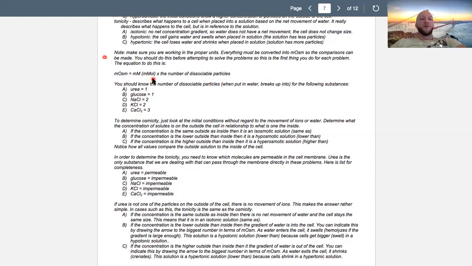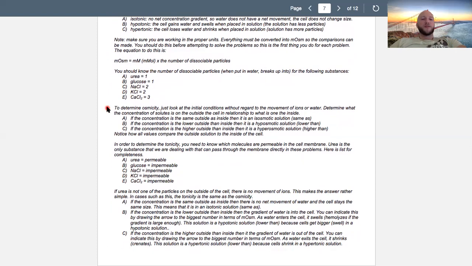Milliosmoles is equal to millimoles times the number of dissociable particles. Three terms in this equation. Commit it to memory. You should know the number of dissociable particles when put in water for the following substances. There will be questions on this topic on the exam. You only need to know these five molecules. All of the questions I will ask will be about these five molecules. You need to know the number of dissociable particles for each.